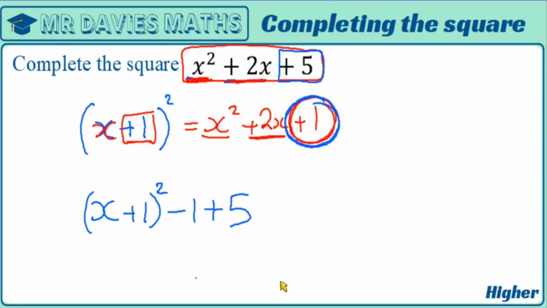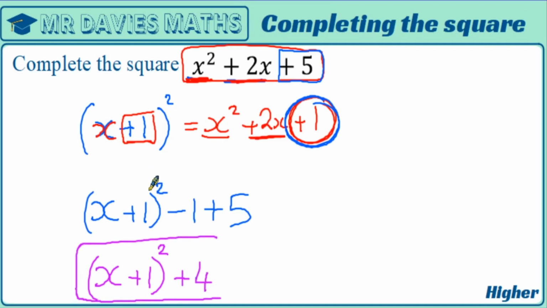Here is my final answer. I've got x plus 1 all squared, minus 1 plus 5 is positive 4. That is now what we call a completed the square form. Let's try another one.